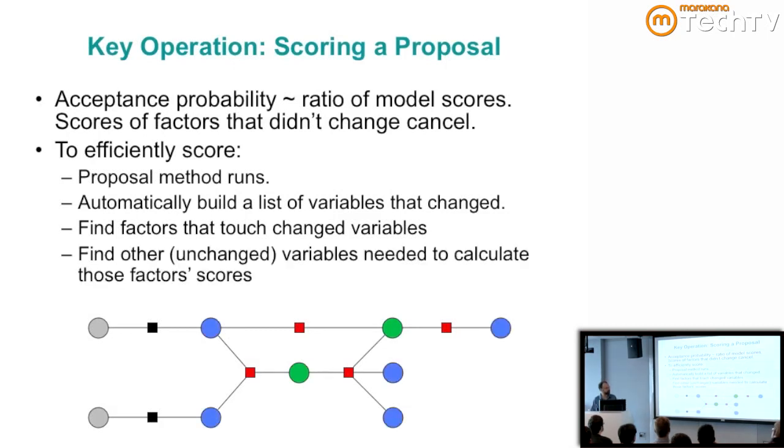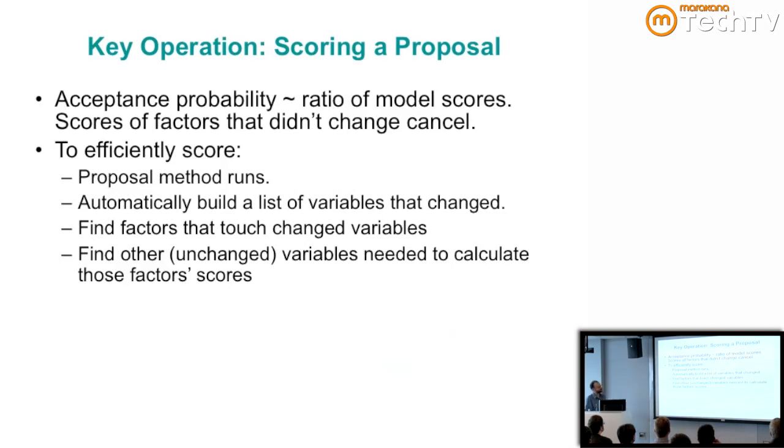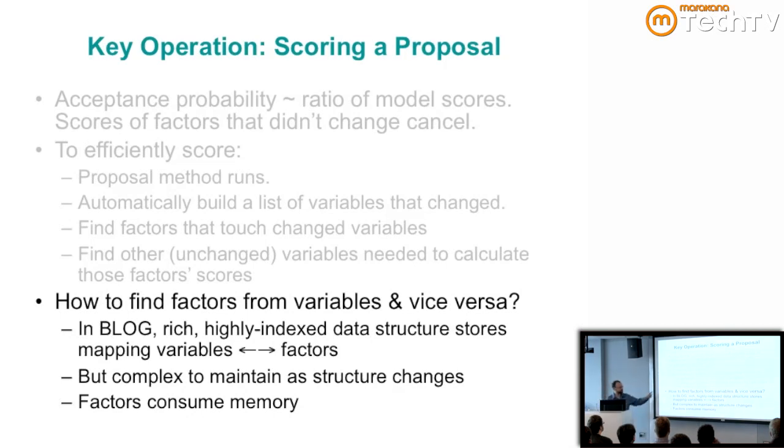I can ask just the red factors for scores. And then I also need to find the other variables that touch the factors that are needed to calculate those scores. And so it's just sort of a complicated process of how to navigate through this data structure. And you think about how to do this. So there's this question of how to find factors from variables and vice versa.